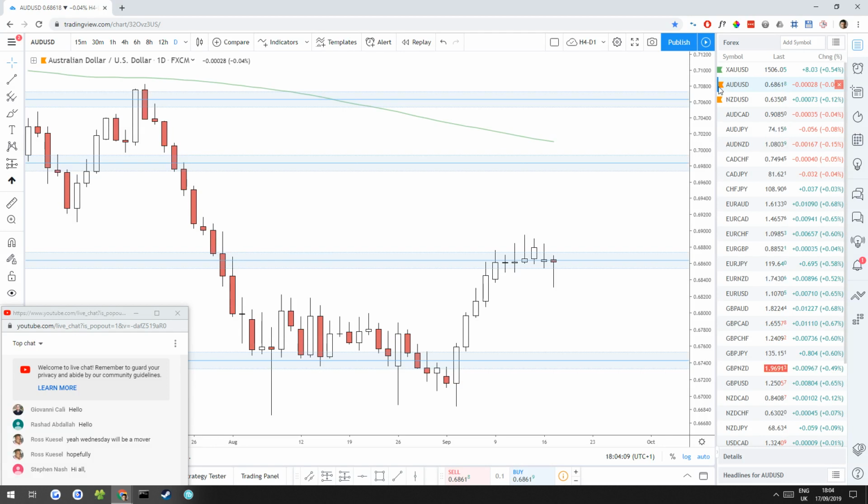AUDUSD, I still have this marked, but I'm going to unmark this because I'm not going to trade anything here. It's been moving sideways on this resistance area. I don't see any potential setup here.